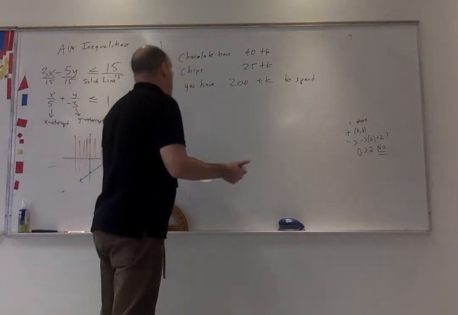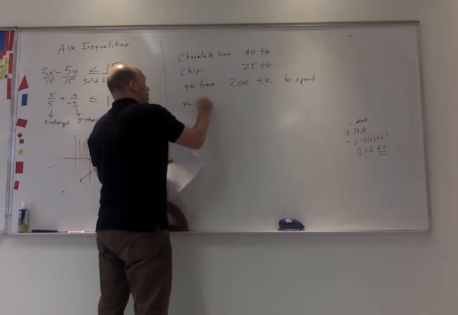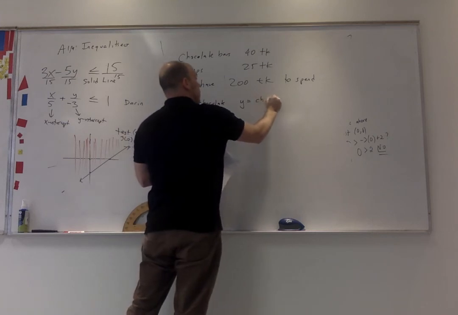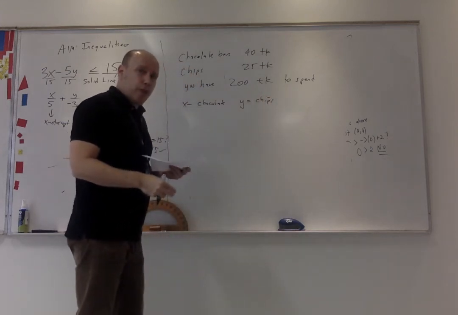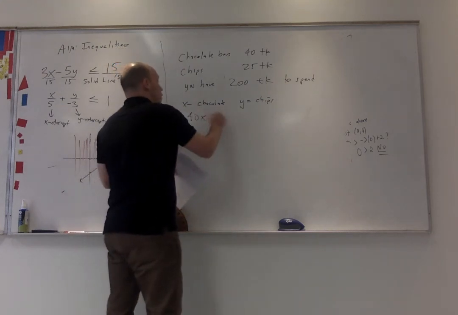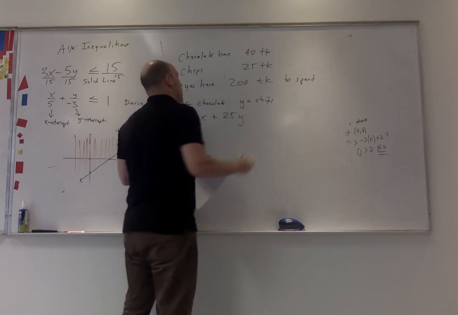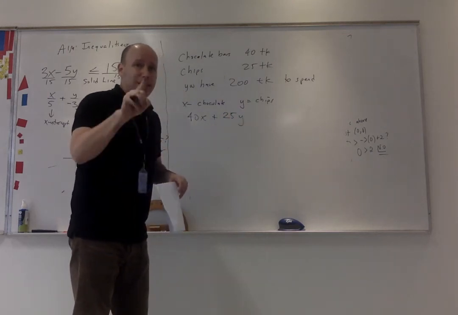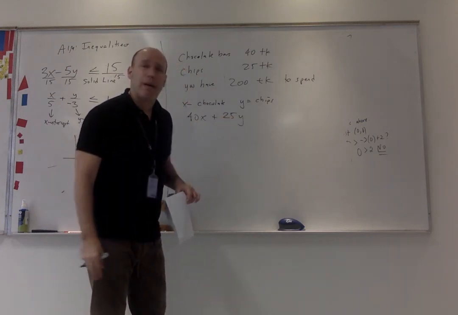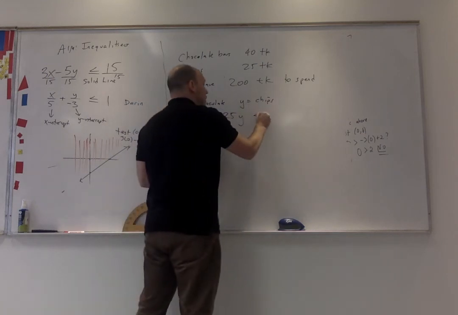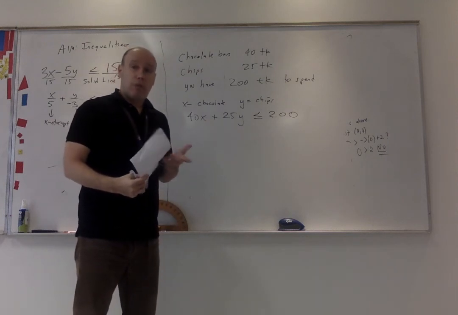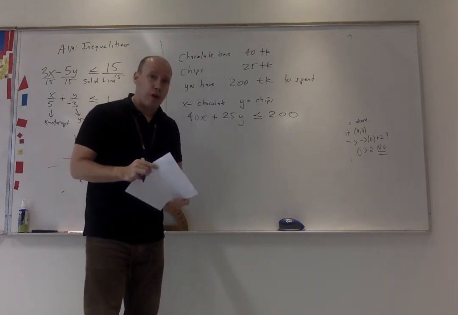Okay, well, I'm going to let X be my chocolate. I'm going to let Y be my chips. So what's the first relationship? Well, you say, okay, Mr. Adler, I know that chocolate bars are 40, and I know that my chips are 25. Now, in the test question, I had to spend all my money. But here, I don't have to spend all my money. So whatever this ends up being, it just has to be less than or equal to 200.